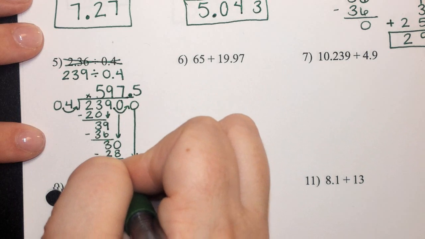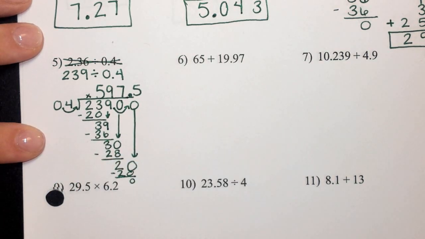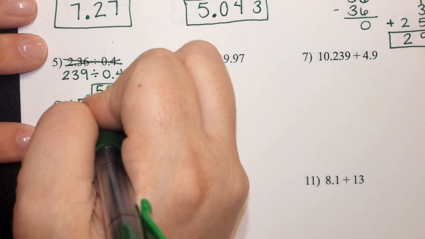All right, 4 times 5 is 20. When I subtract, I get 0. Is there anything left on this problem? No. Okay.